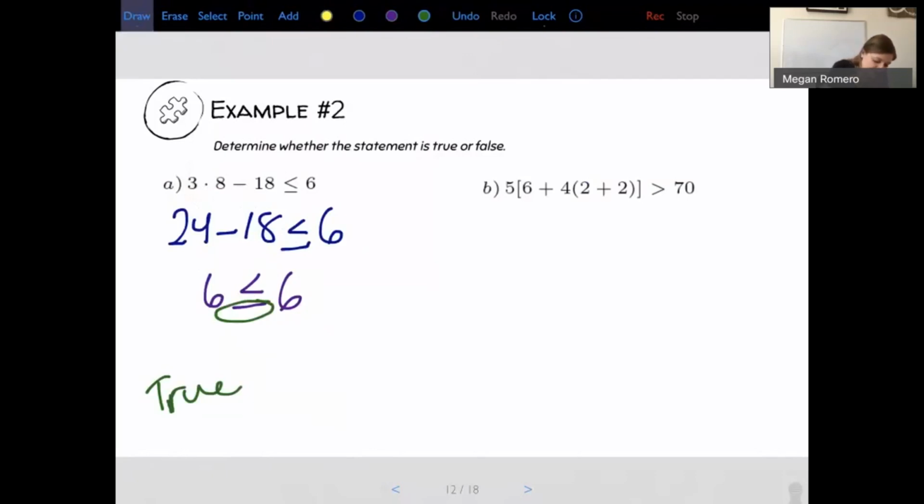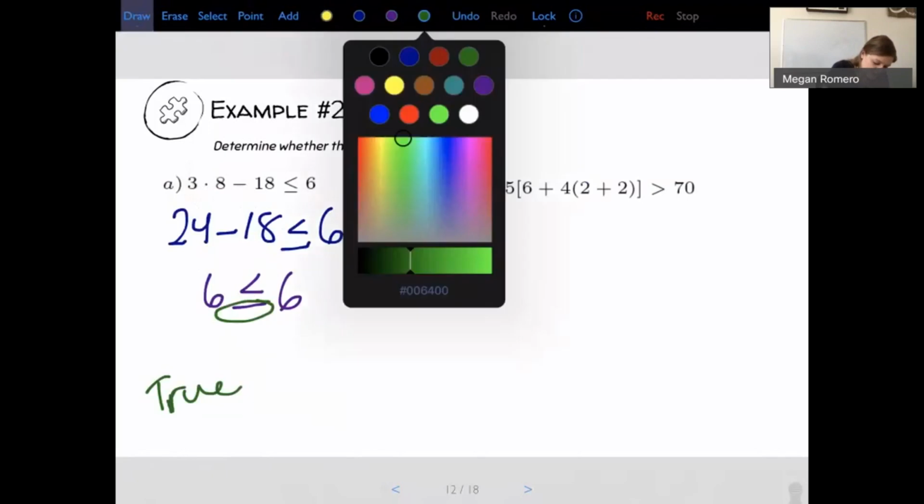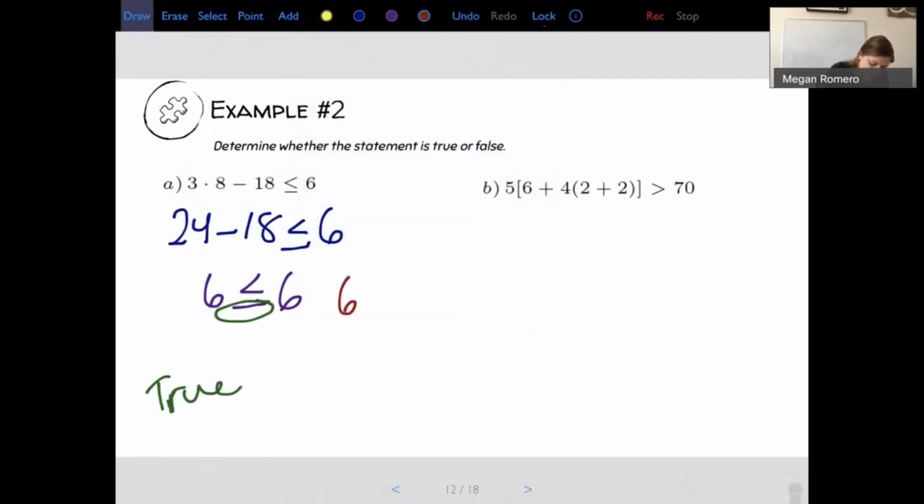Now, if we had something like 6 less than 6, that wouldn't be true because 6 is not less than 6. But because the or equal to is there, it makes it true. Moving on to part B, simplify both sides.